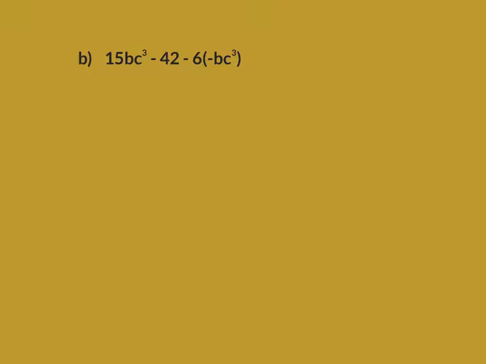Next, we have another shorter expression to simplify. So let's start again with our order of operations. Parentheses. There's nothing to be done inside those parentheses. That's done. Exponents. We don't have any exponents that we need to share out. Multiplication and division. This we do have right here. I know that I'm multiplying -6 times negative BC cubed. So I've got a negative times a negative. That gives me a positive.